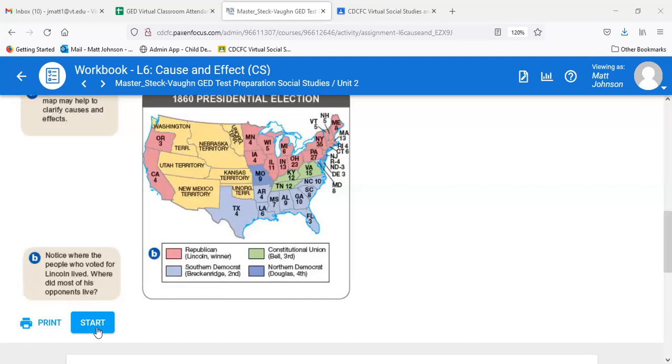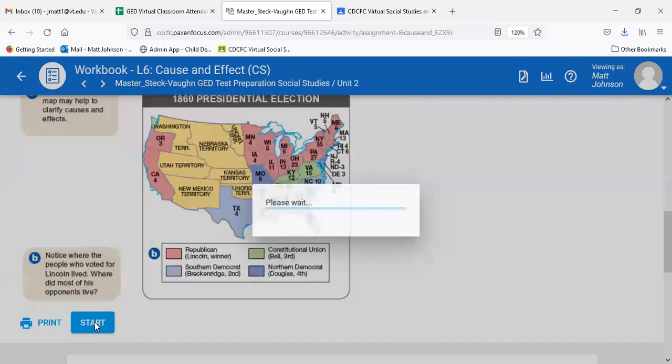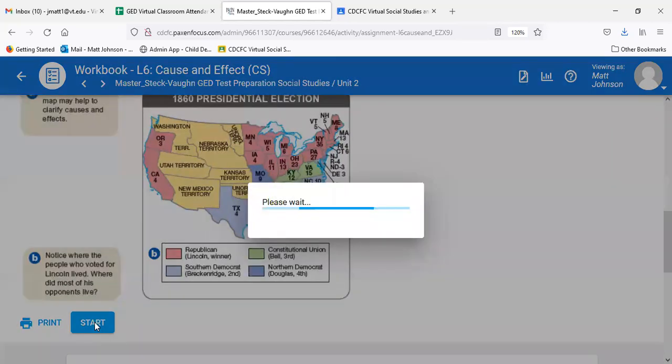All right, so we'll go ahead and start the workbook. Yeah, I think my internet is slow today. It's taking things a while.